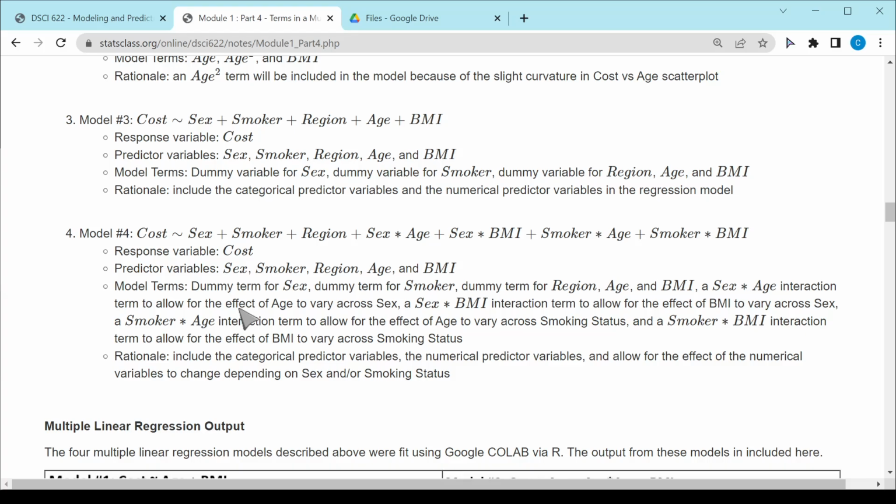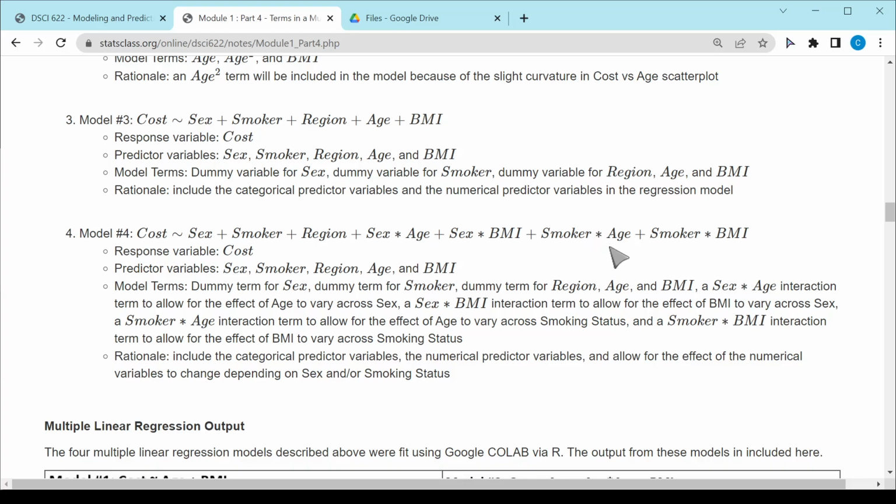So an interaction term is a very practical thing. We want to make sure and allow that model to be able to adjust for the effect of age depending on sex. In that situation, you're going to need a sex by age interaction term in the model. Likewise, if we want the effect of BMI to vary across the 2 sexes, then we're going to want a sex by BMI interaction term in the model.